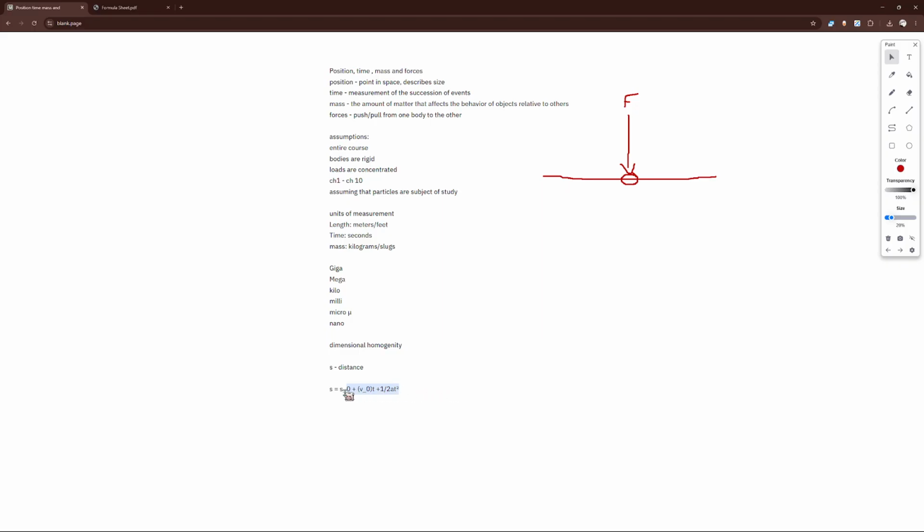If you were to actually go through all of the units, S is just meters, S naught is again meters. V naught is meters per second, but we're multiplying V naught by time. Time is in seconds, so that becomes just meters. Same thing for half A T squared. It's meters per second squared times time squared, which is seconds squared, becomes just meters. Both sides of the equation are in meters. So whenever you're doing a question, make sure you check your units. That's extremely important.